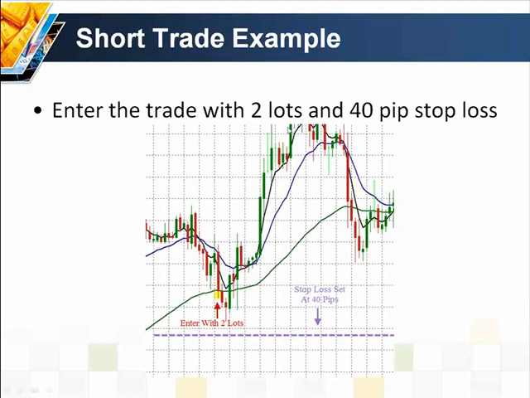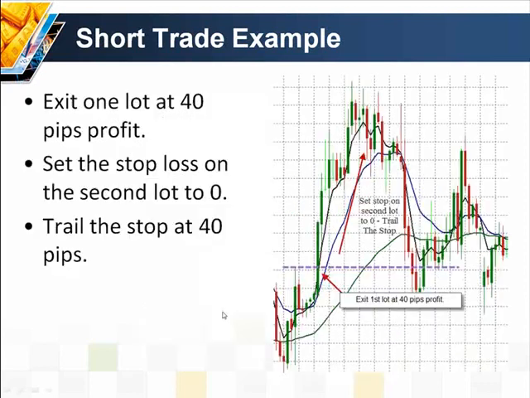We enter the trade with two lots and a 40 pip stop loss. So we enter here with two lots, and we set our stop loss 40 pips back to protect ourselves in case the trade doesn't move in our favor. And we exit one lot at 40 pips profit, so we set our take profit level to 40 pips. When that first lot exits, we move the stop loss to the break-even point, and we trail the second stop loss until it is hit.